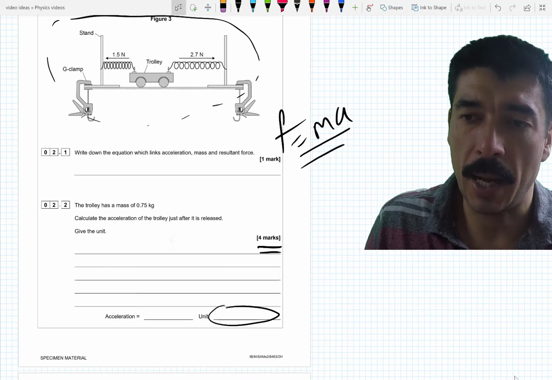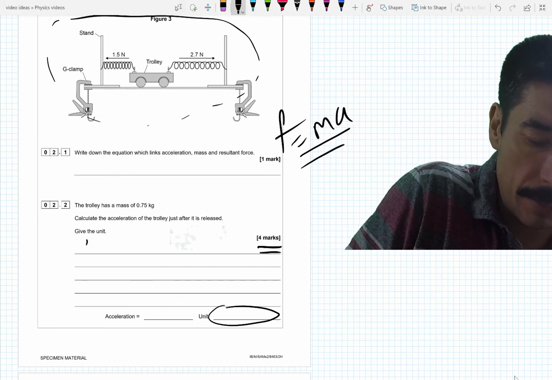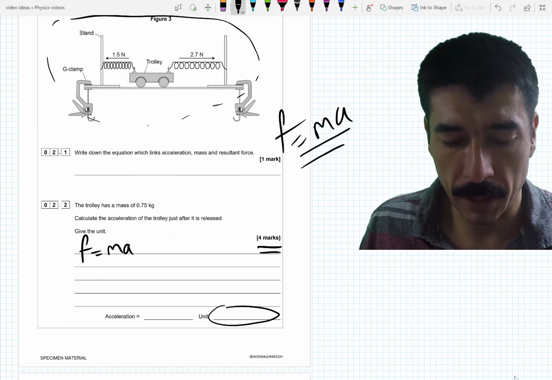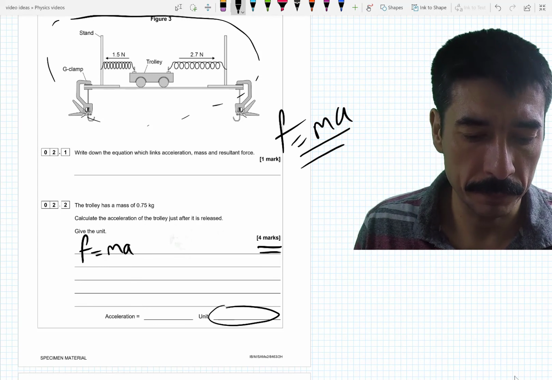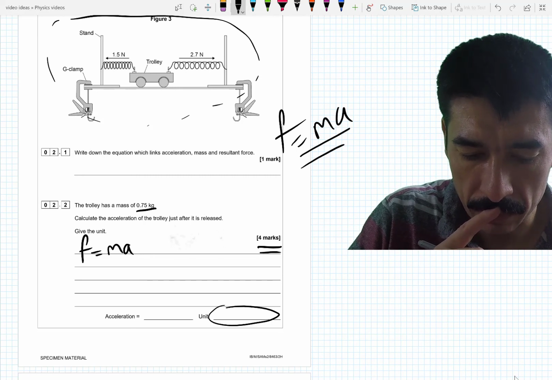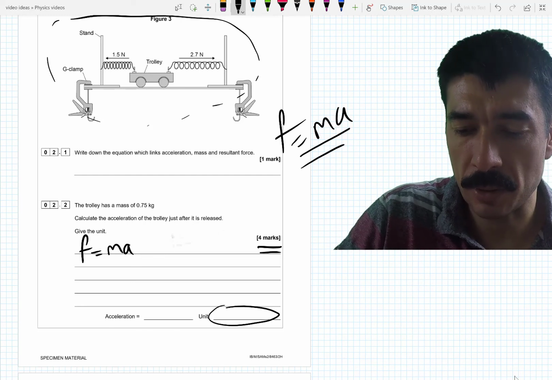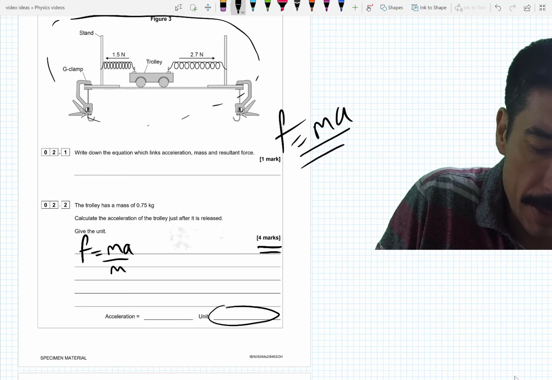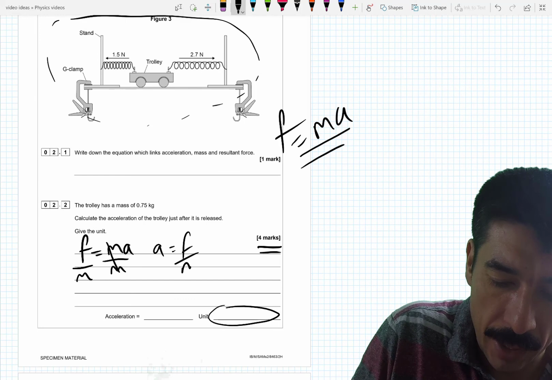Well, let's have a look at how we'd go about solving the problem. It's not one of the equations you're given, so you have to go from memory, F equals ma. Then you have to say, okay, what do I know? Well, I know the mass. I'm working out the acceleration, so I've got to rearrange for acceleration. Some students might struggle to rearrange this, so I personally would divide both sides by the mass. Cancelling m gives me A equals F over m.